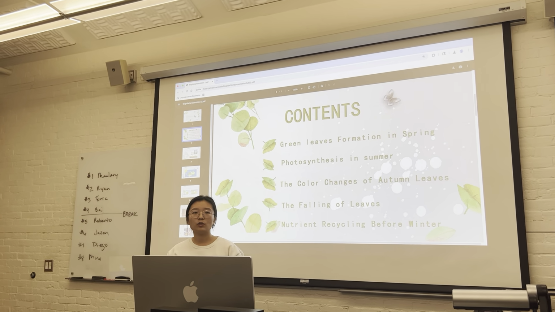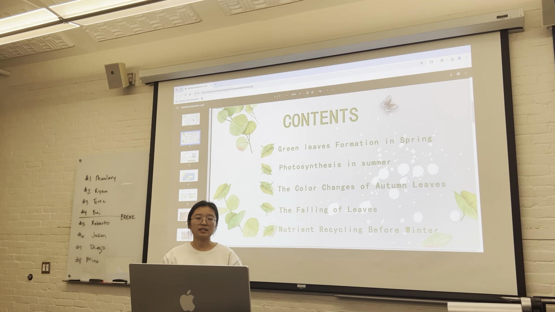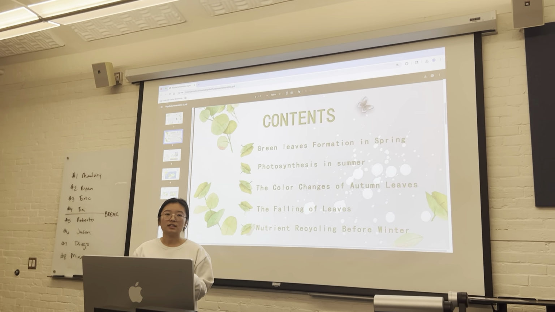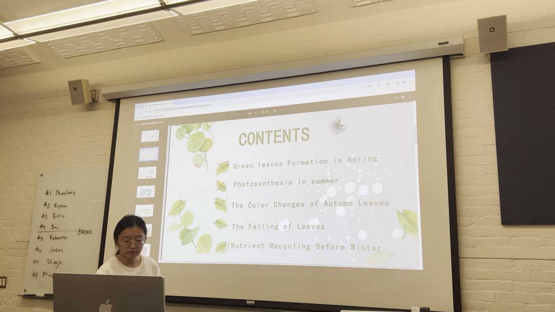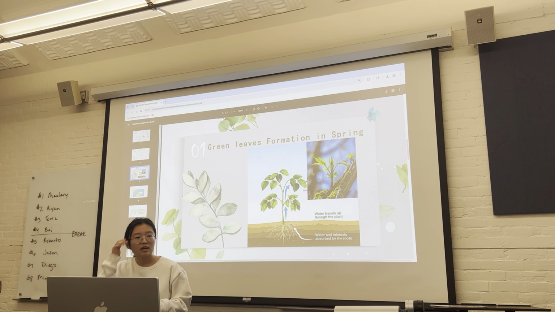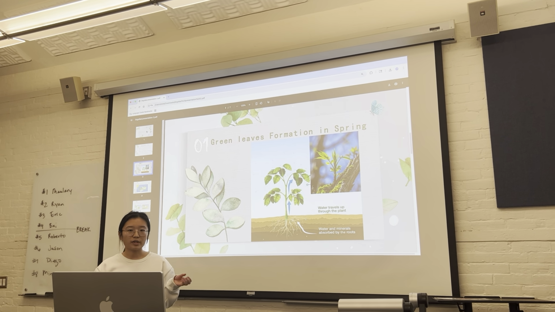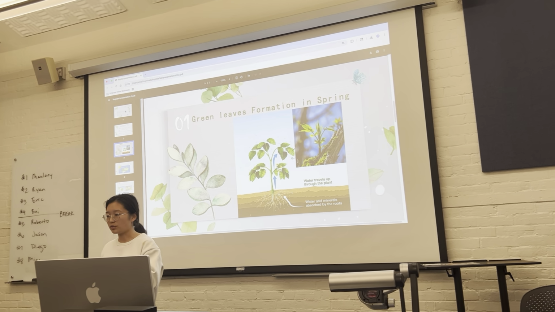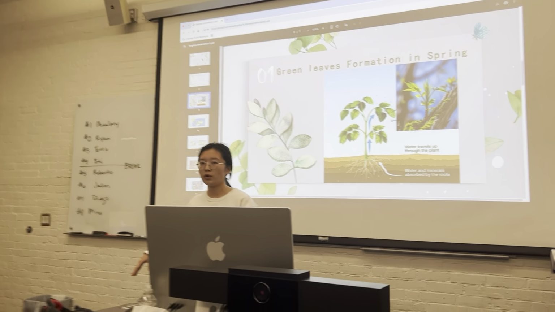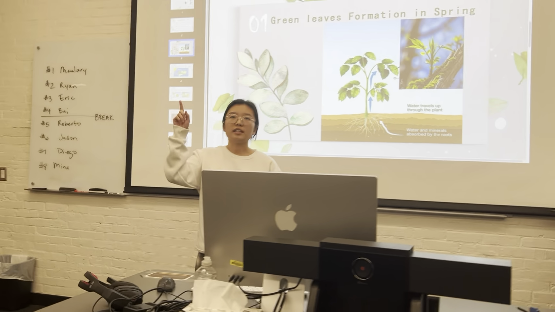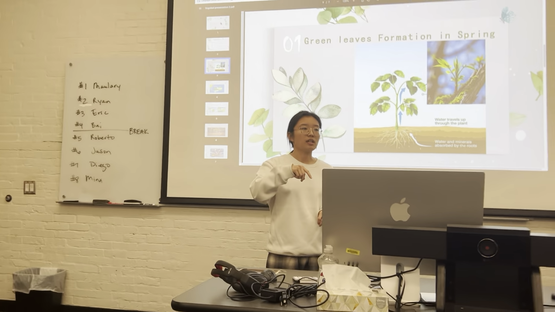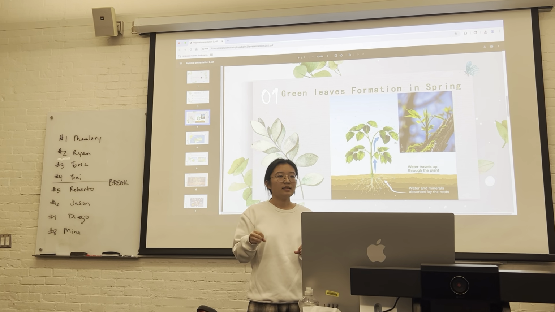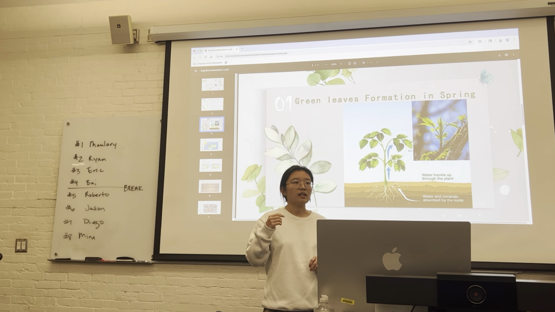And today I will describe those series of changes from the perspective of the changing seasons. First, in the spring, the plant roots will absorb the nutrients from the soil and transport them into the leaves through the stem. And the appearance of the leaves is green.